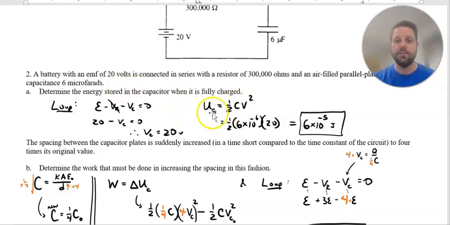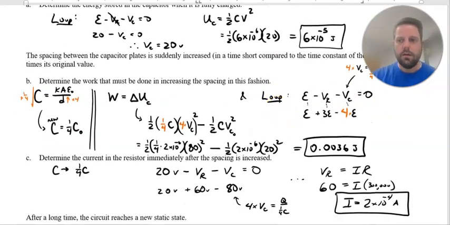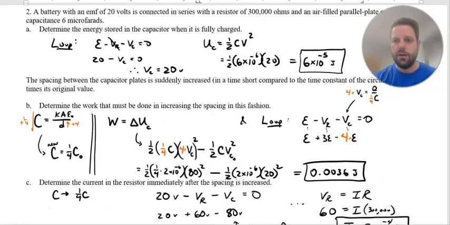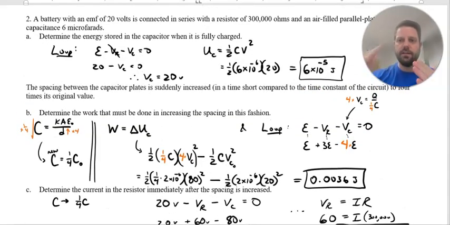And in this case, since it wants energy, we know we got to use that sub and solve energy of a capacitor equation. And we get to the harder part here, which is going to say that the spacing between the capacitors is suddenly increased. So it's going to mean it's instantaneous. It has not had any time to change the charge. It hasn't had any time to reach that exponential flat line that we call steady state.